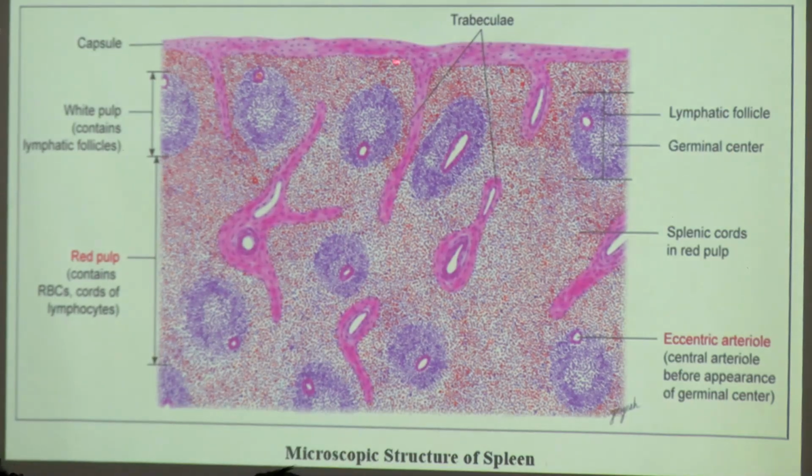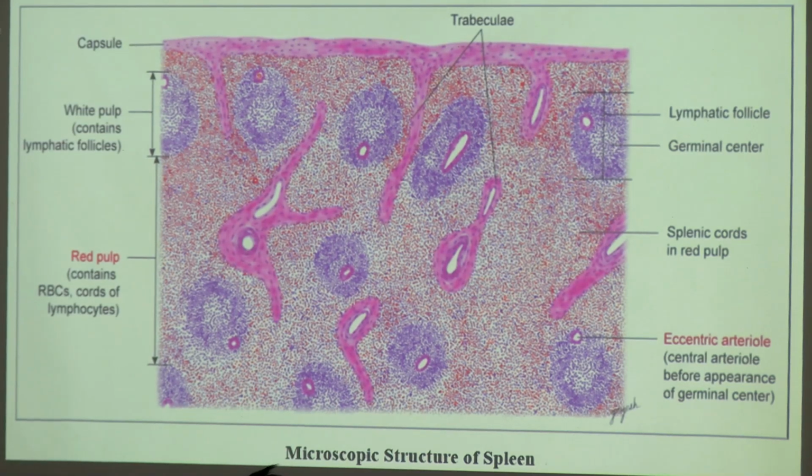First of all, you can see this is the capsule, the connective tissue capsule. Then here you can see the trabeculae, which are extending towards the substance of the spleen. Now, as I have mentioned, in the histology or microscopic structure of the spleen, first of all you have to see the capsule, then the trabeculae which are coming from the capsule.